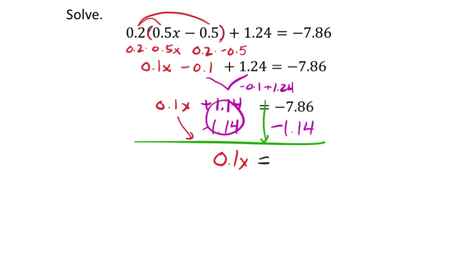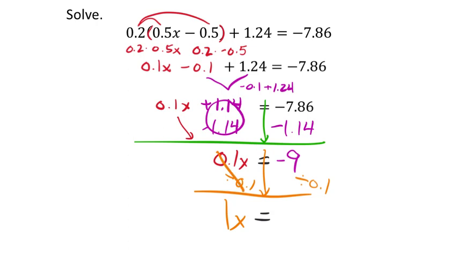On the other side, negative 7.86 minus 1.14, I believe that's negative 10, negative 9. And then the last thing we want is a coefficient of x that's just a 1x. Okay, so right now it's a tenth of an x, but we want a 1x, so we're just going to divide both sides by 0.1. Again, both sides, that's going to make that a 1. Negative 9 divided by 0.1 should be negative 90.